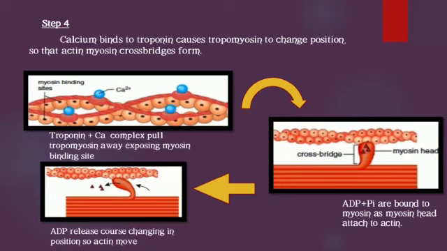Now moving toward the fourth step, when calcium is released in the cytosol, it binds to the troponin and causes tropomyosin to change position so that the actin and myosin cross bridge can form. In the meanwhile, ADP plus inorganic phosphate are bound to the myosin head. When the binding sites on actin are free for the attachment of myosin, then the ADP is released and the cross bridge between actin and myosin forms. Actin moves and the muscles contract.